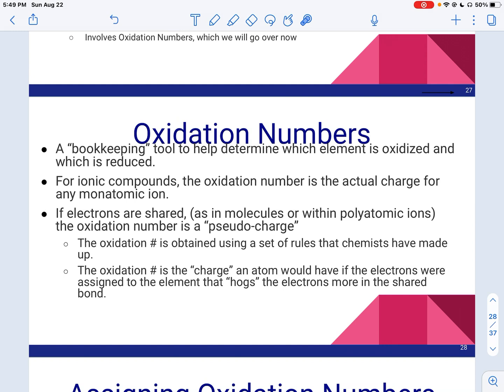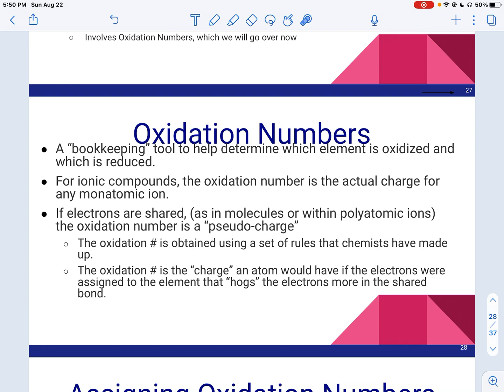So here are some rules, but I'm going to go over even more rules on the next slide. So for ionic compounds, the oxidation number is the actual charge for any monoatomic ion. Meaning if it's just one atom and it has a charge, that's the oxidation number. Like if it's Ca2+, then the oxidation number of Ca is 2+.